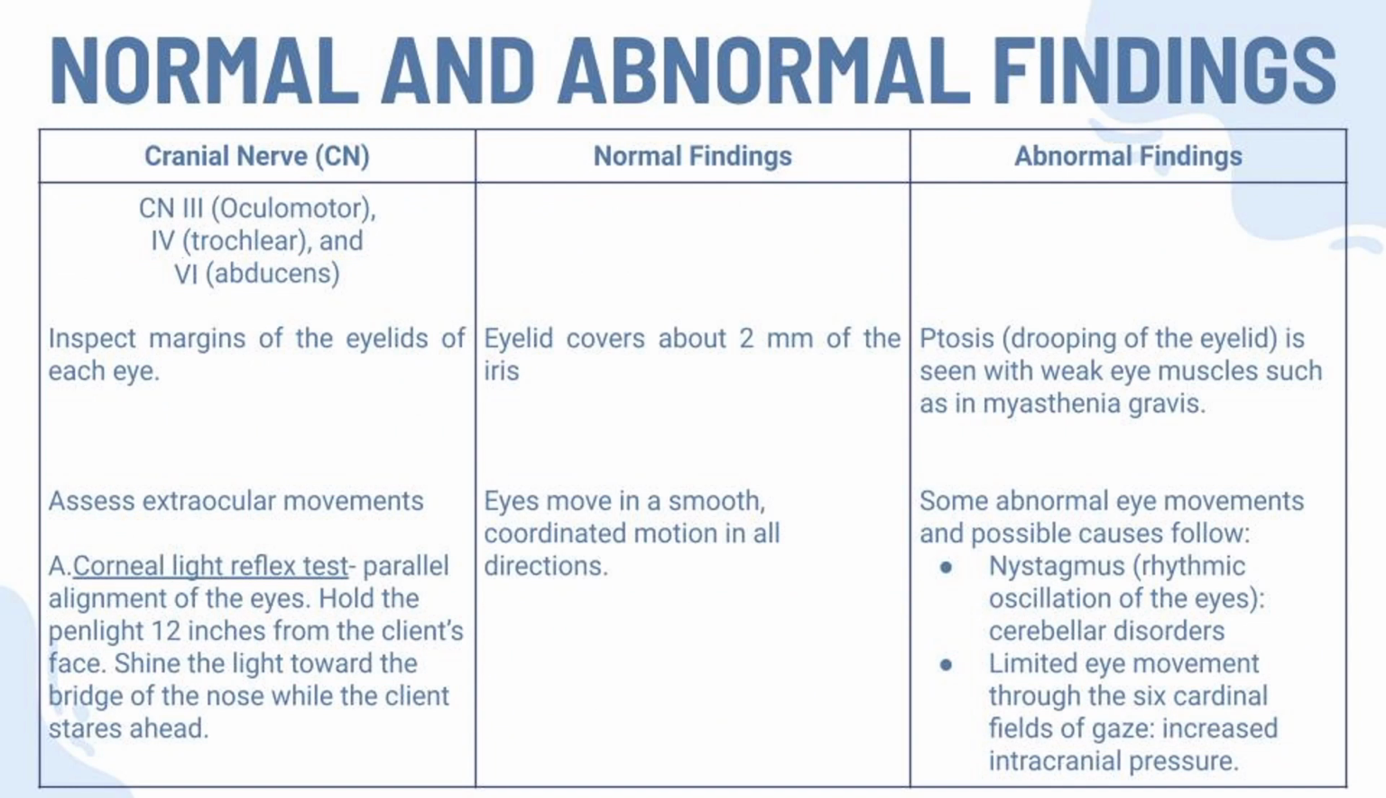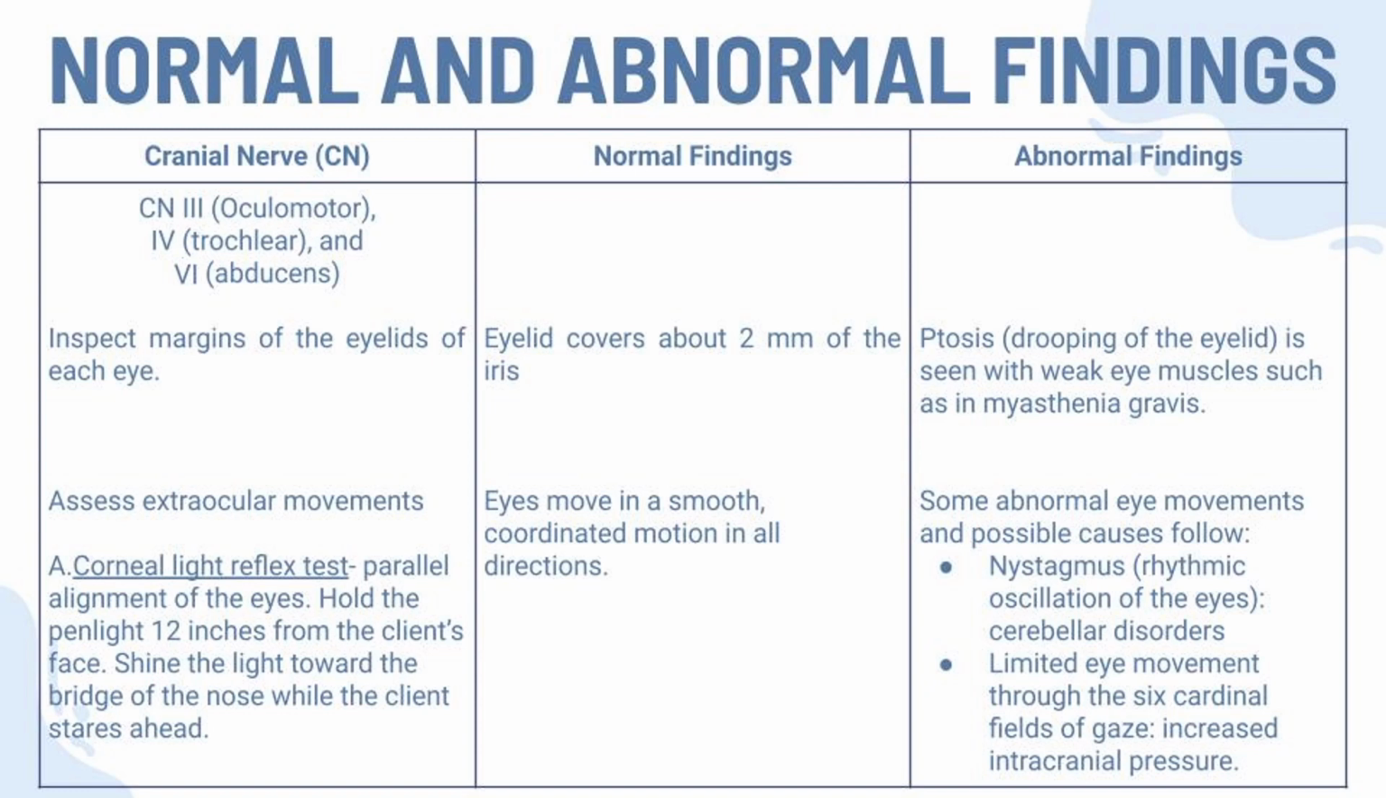The next cranial nerves to assess are cranial nerve 3, which is also known as oculomotor, cranial nerve 4, which is also known as trochlear, and cranial nerve 6, which is also known as abducens. So first is to inspect the margins of the eyelids of each eye. The normal finding is that the eyelid covers about 2 millimeters of the iris, and then for abnormal findings, ptosis or drooping of the eyelid is seen with weak eye muscles such as in myasthenia gravis.